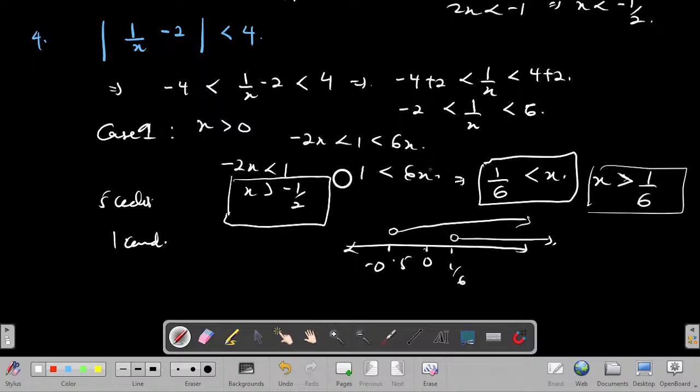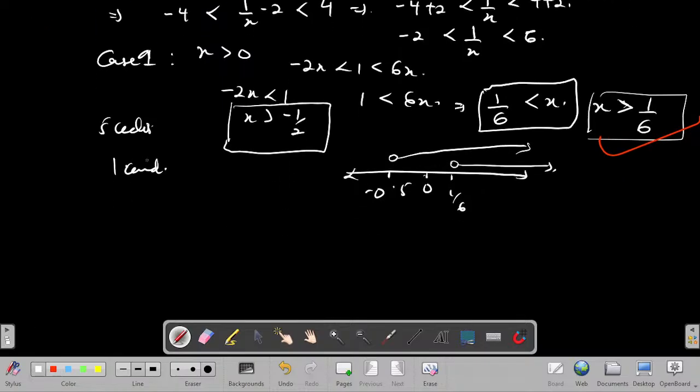Therefore, the case one gave us only one correct answer, which is what? The x is greater than 1 over 6. This one is the correct one. This one can be found here because if something is bigger than a bigger number, it is also bigger than the smaller. Beautiful. Let's move to the second case, case 2.